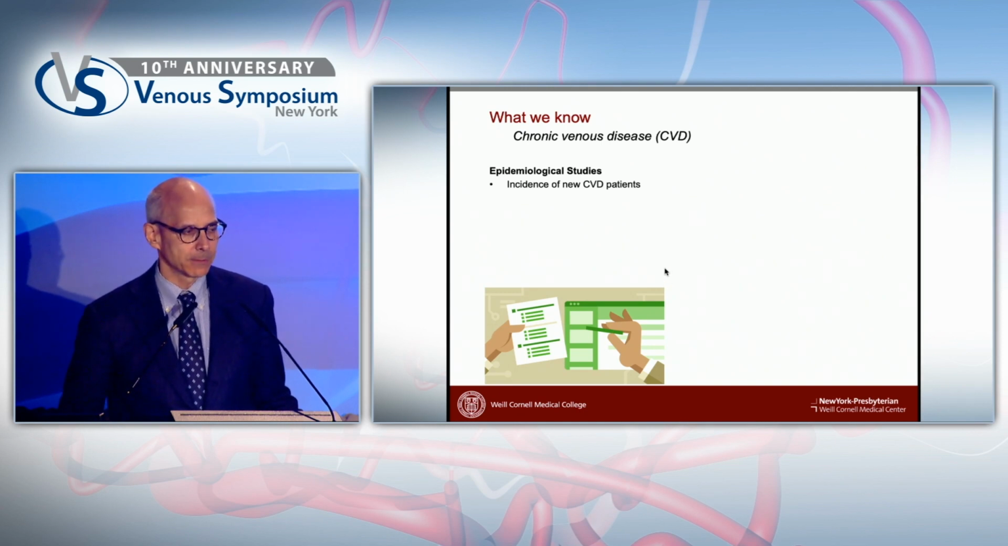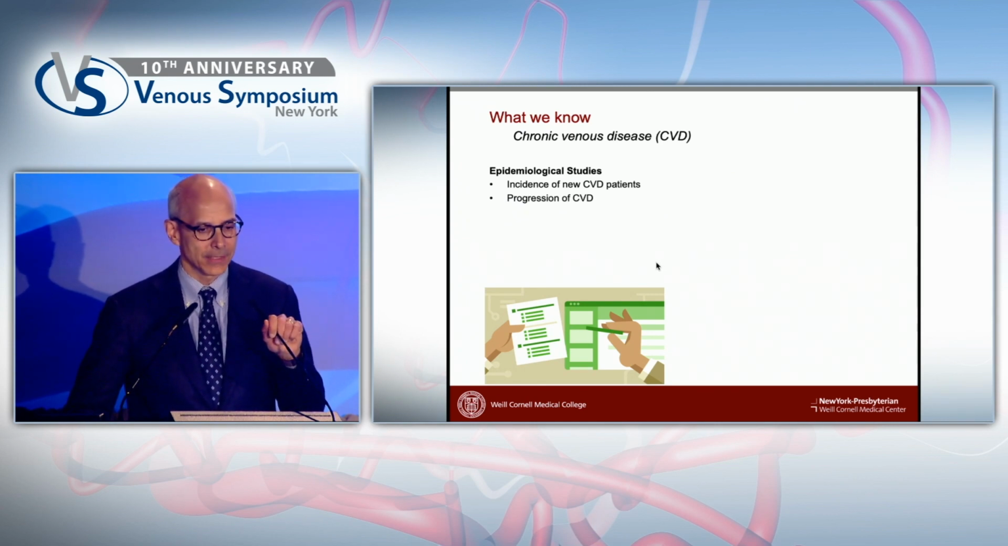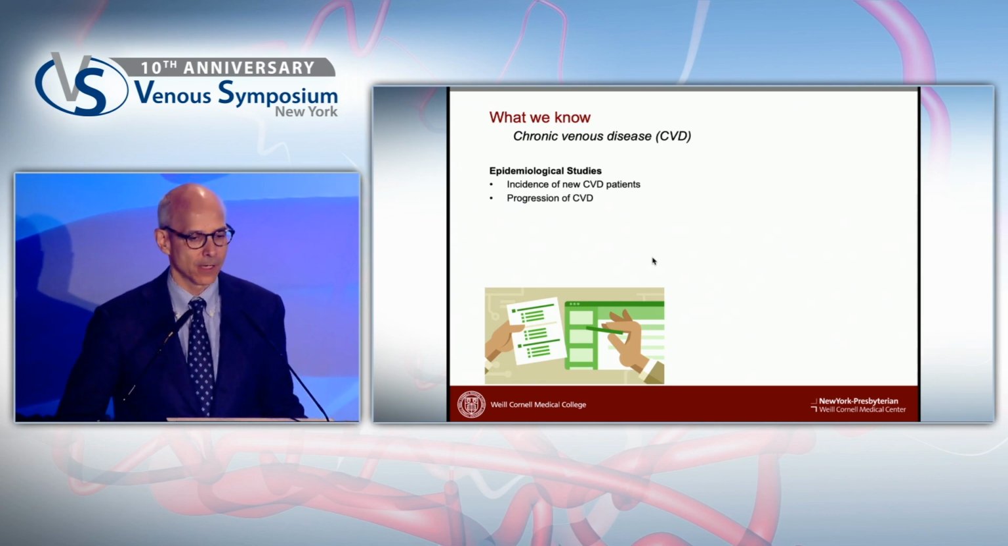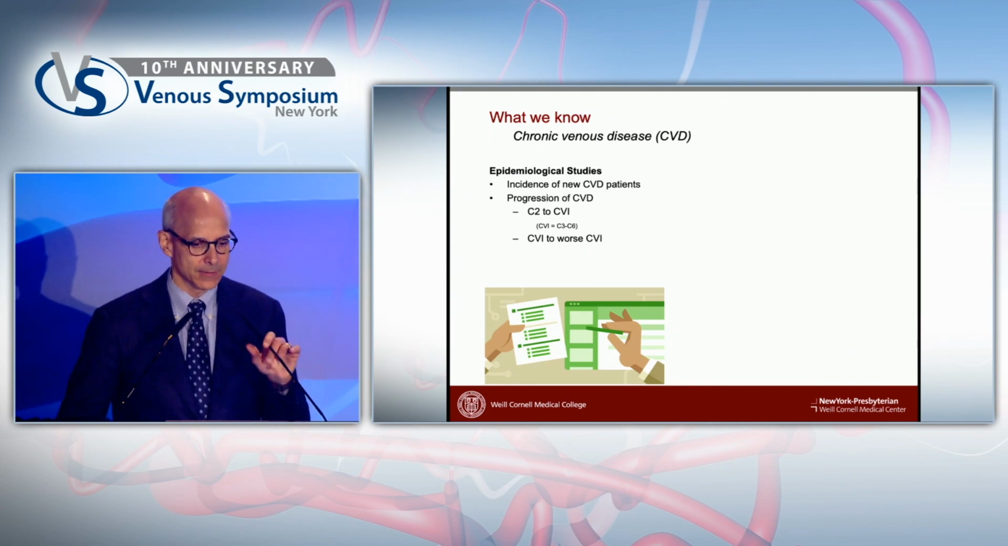So from these epidemiologic studies, what I'm going to do today is talk a little bit about what the incidence of new chronic venous disorders is and what the incidence of progression of chronic venous disorders is from C2 to advanced CVI, as well as from CVI to worse CVI, with CVI defined as C3 through C6.